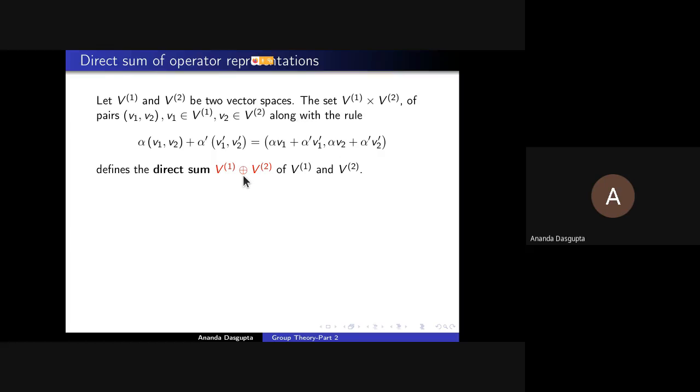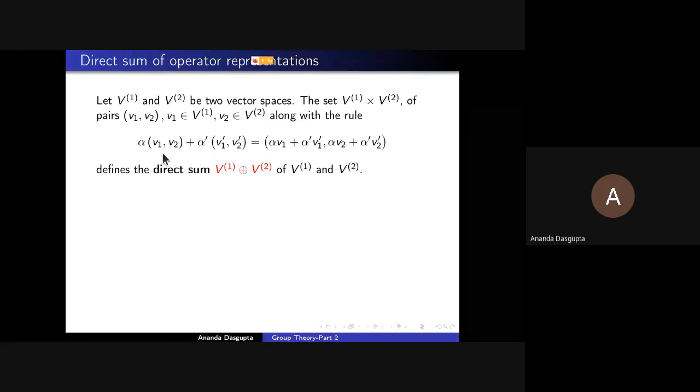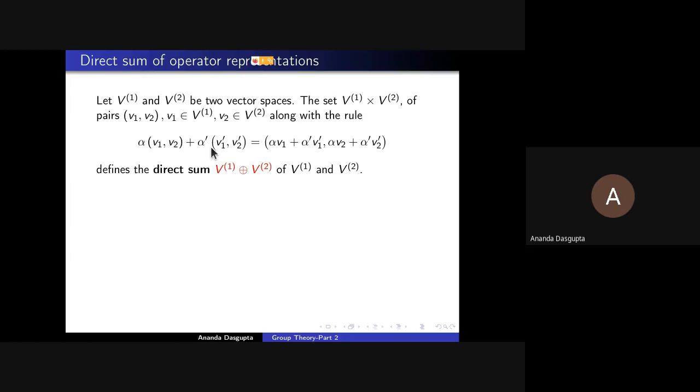I don't know how many of you know about this, that you can form direct sums of vector spaces. The basic idea is simple. An element of V1 plus V2 is just a pair of vectors, one taken from V1, the other taken from V2. And how do you combine them? Of course, if you have a vector space, you have to tell me how to linearly combine the vectors. The rule is simple. You multiply V1, V2 by a scalar alpha and V1 prime, V2 prime by another scalar alpha prime and combine them together. The rule simply is the first vector combines with the first vector here, the second vector combines with the second vector here, which essentially means each vector space does its own thing.